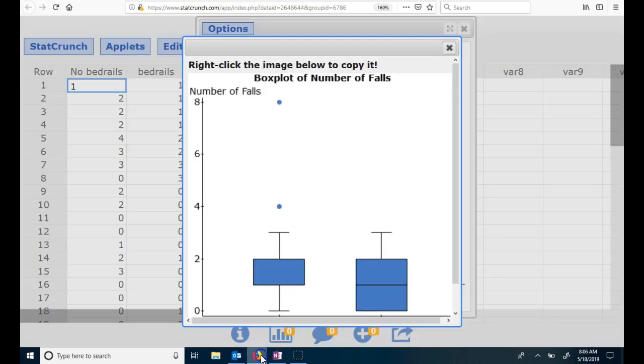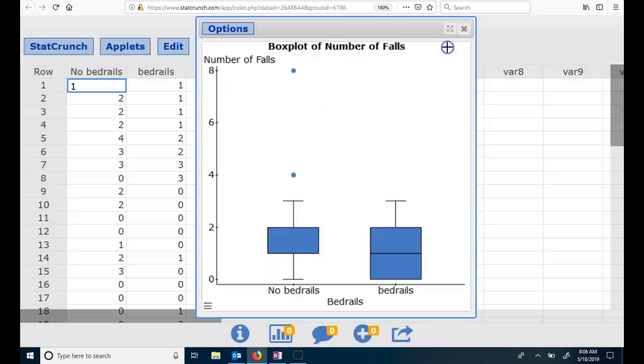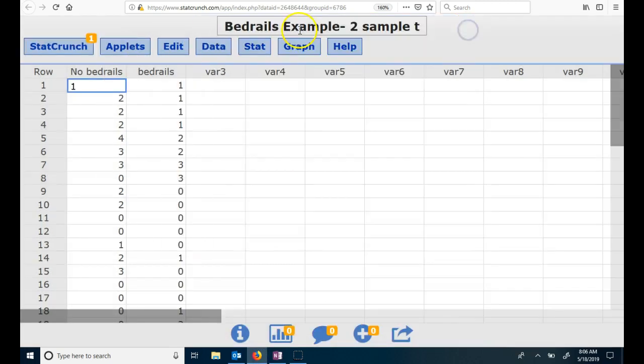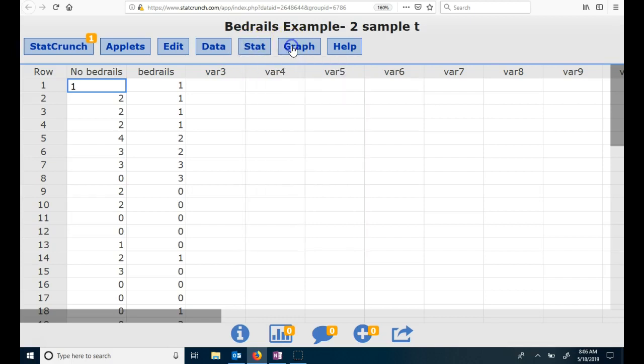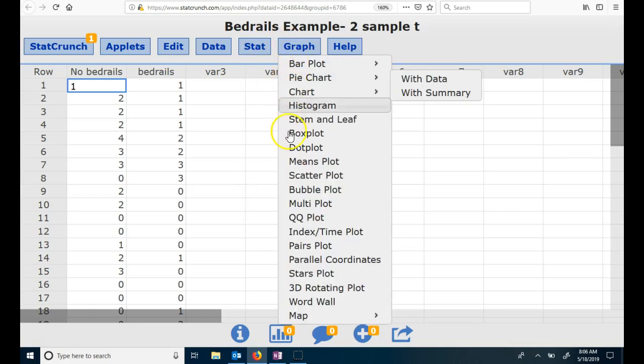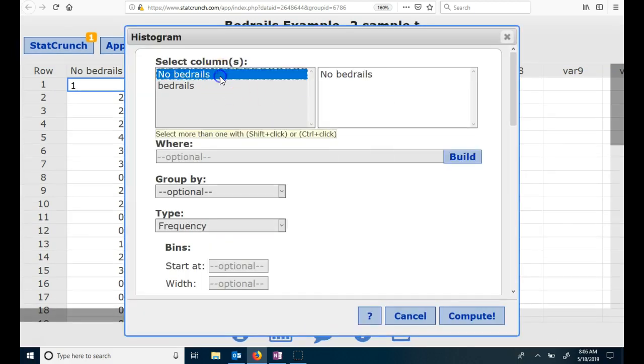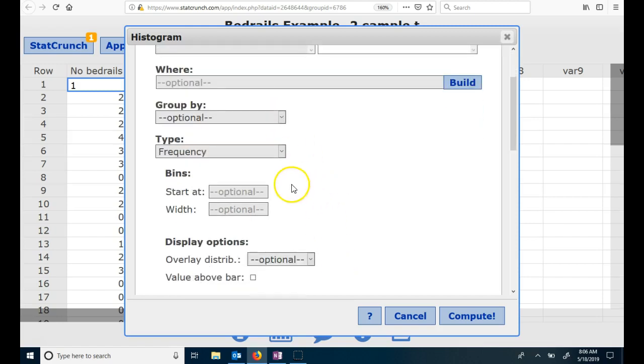So I go in, and I'll click out of my box plot because I don't want to use that for this. What I'm going to do is go again to my graphs, and this time I'm going to run a histogram. Okay? I'm going to create 2 histograms. We'll make a frequency one. It's just fine.